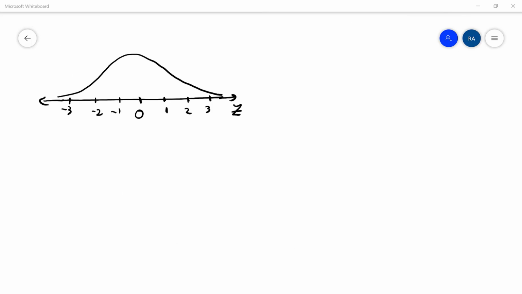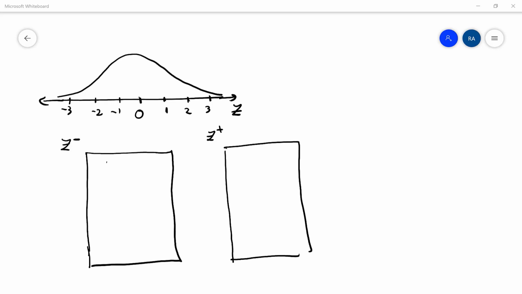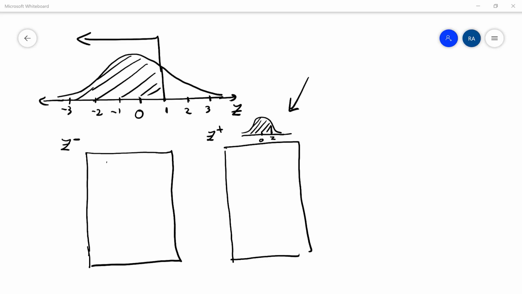Statisticians summarize the area under this curve in tables. The most popular tables are the negative and the positive z-score table. In both tables, they compute probability to the left. In this table, we have the area of all values located to the right of the mean, and we start in 0.00, 0.01, 0.02 until 3.4.